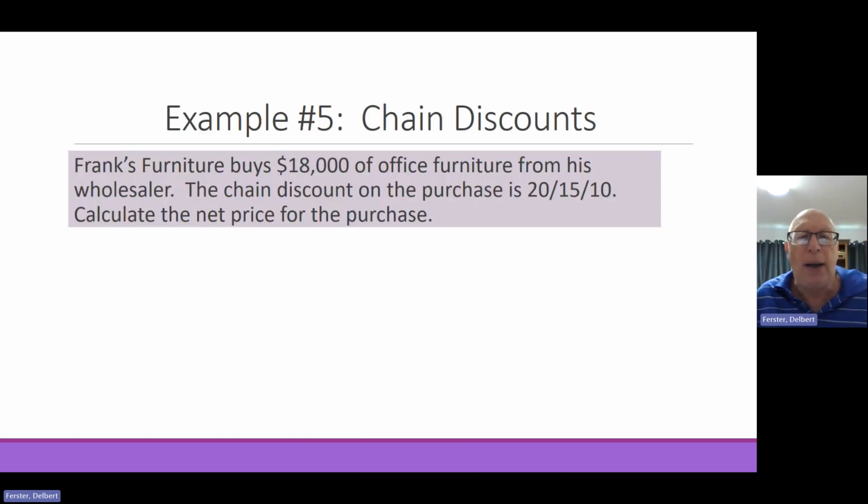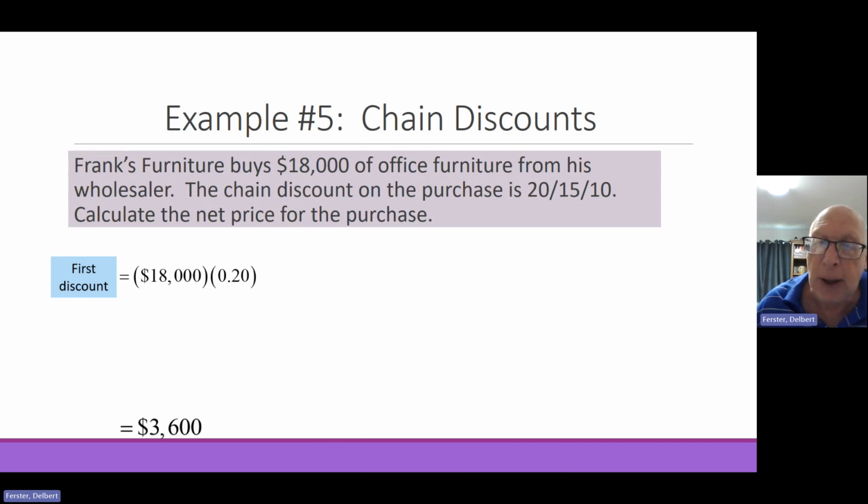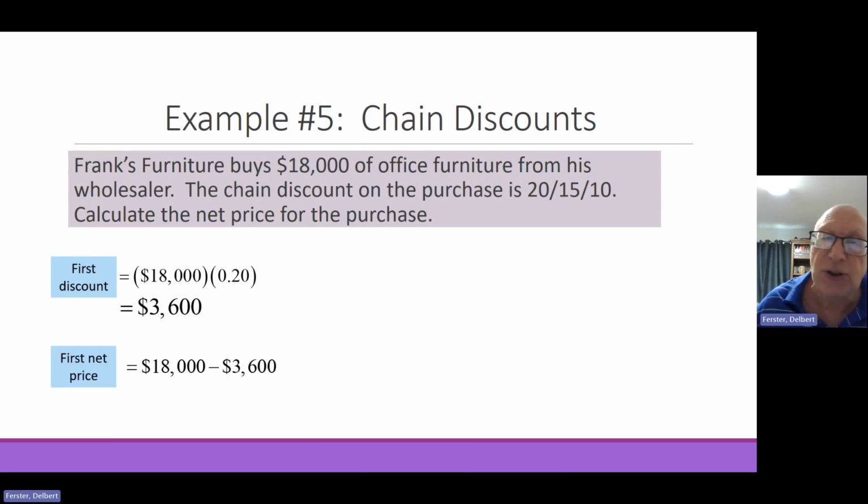We'll walk through one. It's a bit cumbersome. It's not difficult math. All right. So in the first case, Frank's buying $18,000 and he's able to get a 20, 15, 10 chain trade discount. So his first discount's 20% off the $18,000. So his first discount amount is $3,600. So if that's all he had, his net price would be the difference between $18,000 and that $3,600, or $14,400.